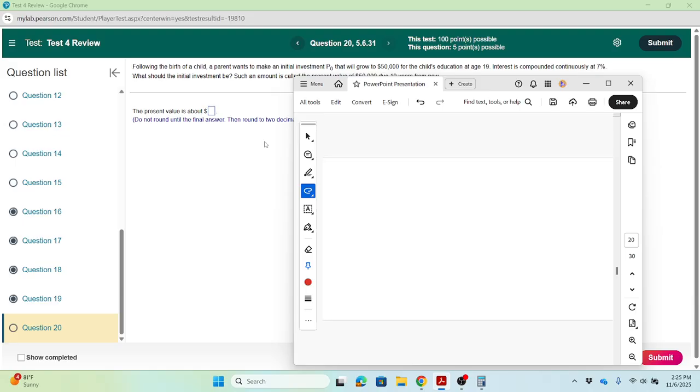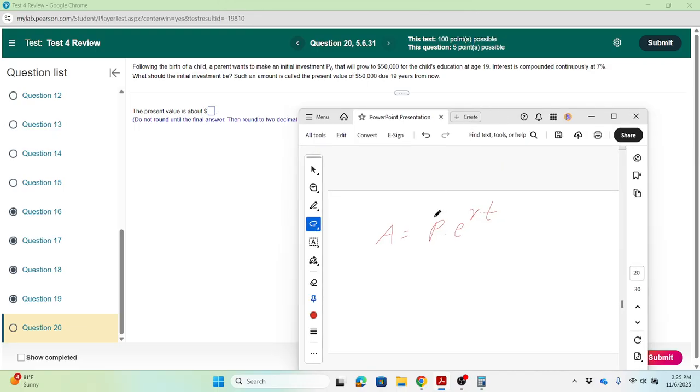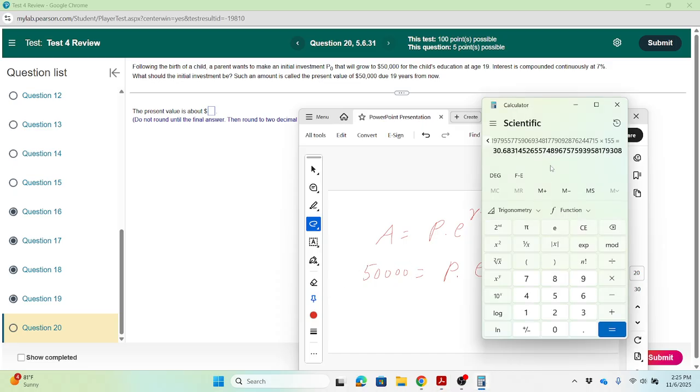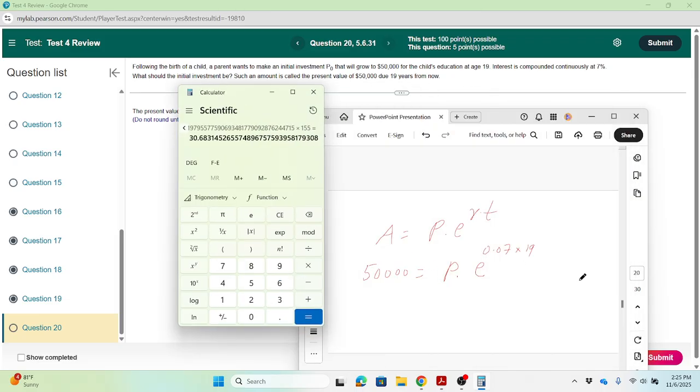Keep in mind the formula: the future value is equal to the initial value times e to the power r times t. This is the continuous compounding formula. In this problem, the future value is given, which is 50,000. The initial investment, we don't know. The rate is 7%. Time is 19 years. So to find the initial investment, just divide 50,000 by this number.